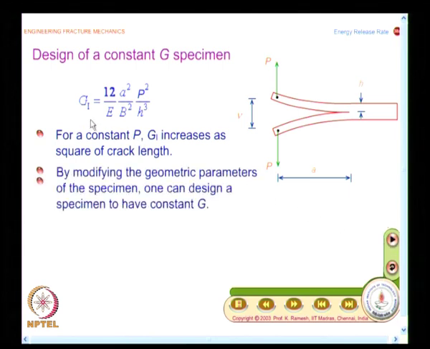And what you find in this expression, G increases as the square of crack length. G is a function of a squared. By playing with the geometric properties of the specimen, it is possible to have a specimen of constant G. And what are the geometric properties that we can change? We can play with thickness B as well as H.